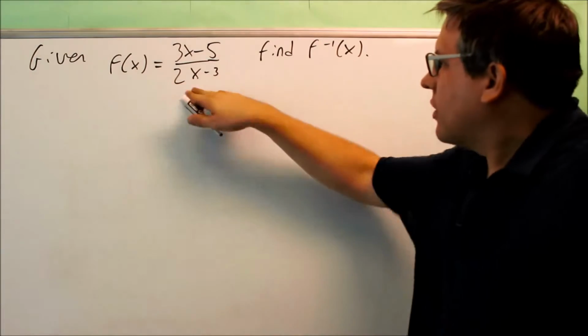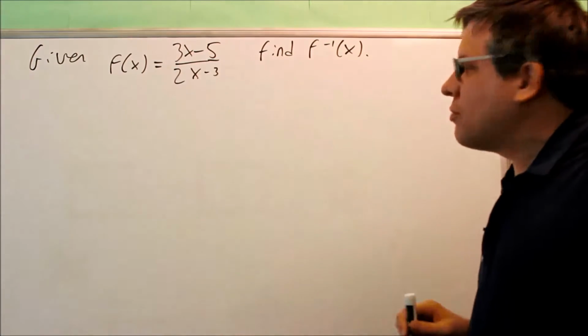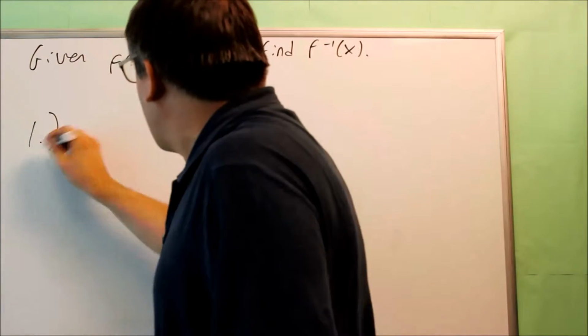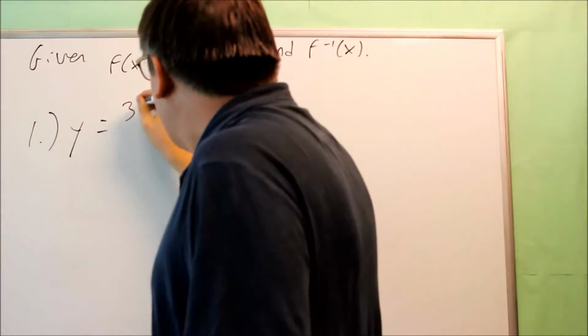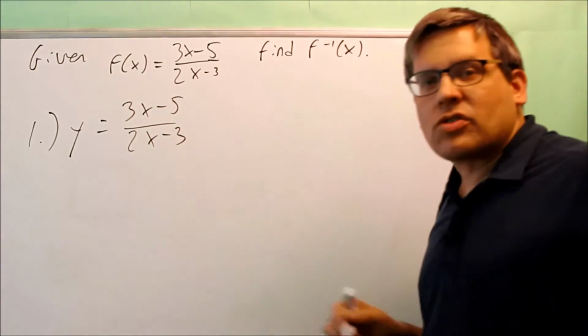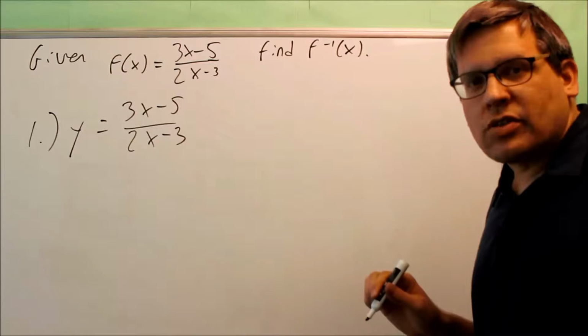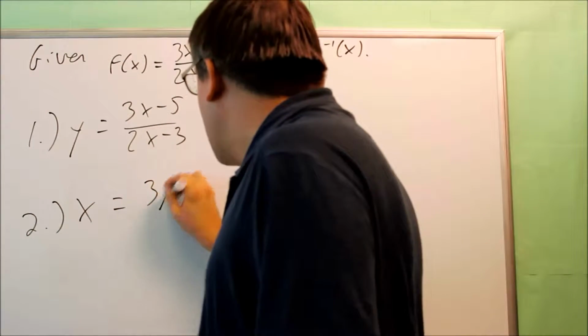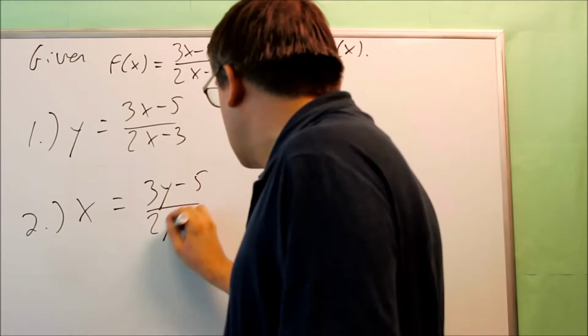Okay, we have another one that's a fraction. F of x equals 3x minus 5 over 2x minus 3. We're still going to follow the same four-step procedure. Again, the first step always is you want to change the f of x into a y, so now we're done with that step. Step number 2, we need to switch the x and the y.